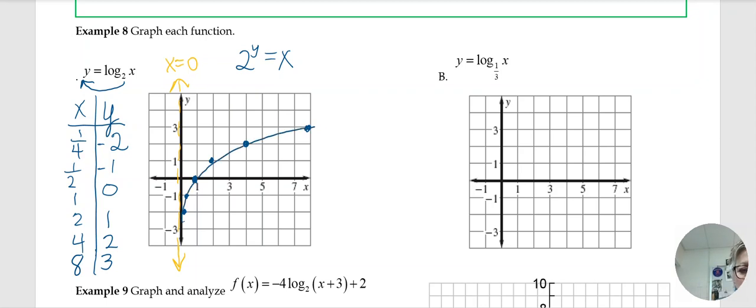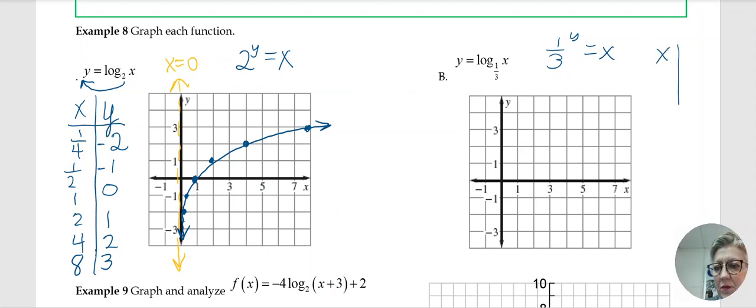So there's what our graph of log base 2 of x looks like. And of course, it's getting closer and closer to the asymptote x equals 0, but we'll never get there. All right, so let's do one. Now this base is between 0 and 1, so we know it's going to decrease slowly from above. So again, let's rewrite this in exponential form: 1/3 to the y equals x.